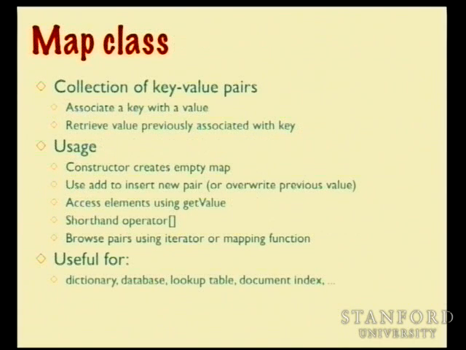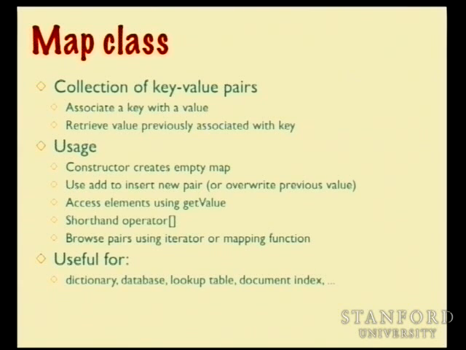So we'll talk about map. As I said, it's a collection of key value pairs, sort of modeling a dictionary, right? A word and its definition. It could be that it's the student ID and their transcript. It could be that it's an index, which tells you what word appears on what pages in this text. So there's a key, there's a value.